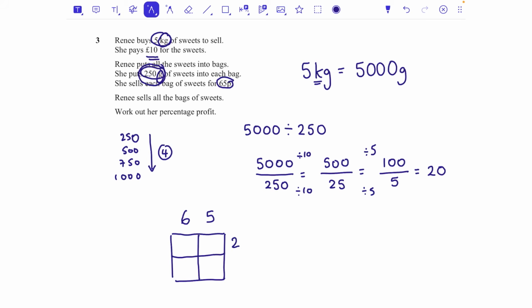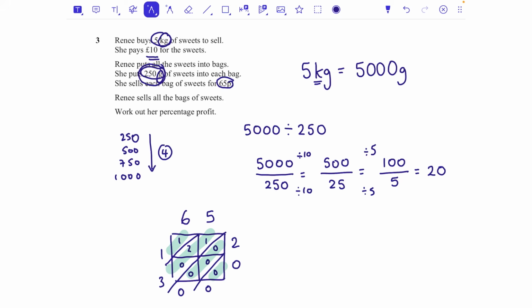So 65 times 20, split every box diagonally. 5 times 2 is 10, so that goes there. 5 times 0 is 0, so we just put 0, 0 down there. 6 times 2 is 12, so that just goes there. And 6 times 0 is 0, so that goes there. You then just add down each diagonal section. So just 0 in that first section. 0 add 0 is 0. 2 add 1 is 3. And then that last section is just a 1.